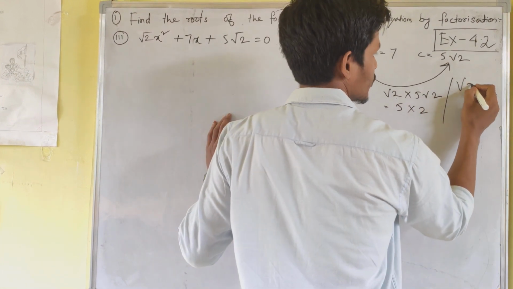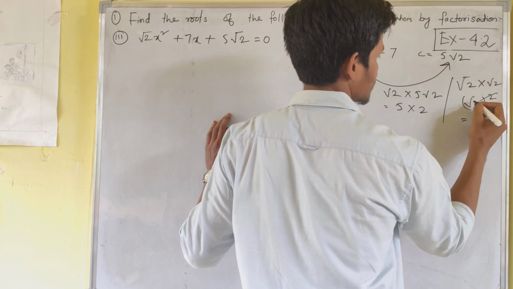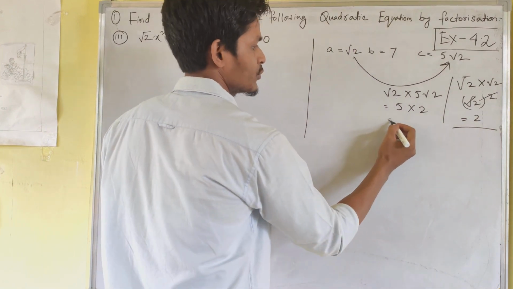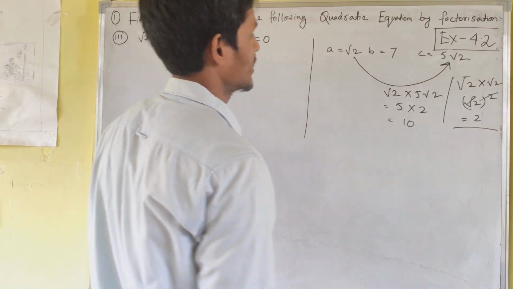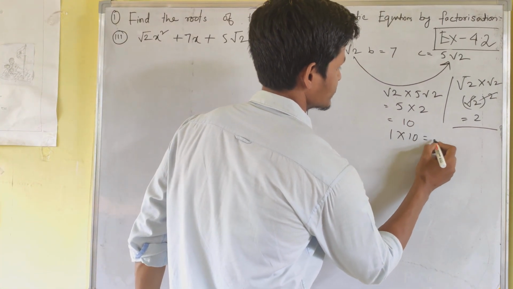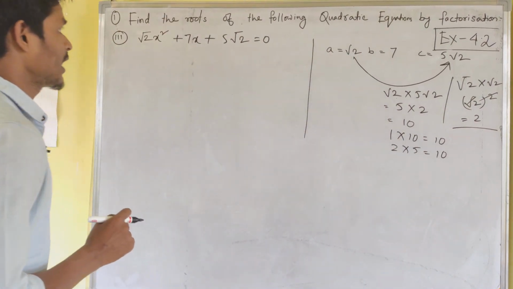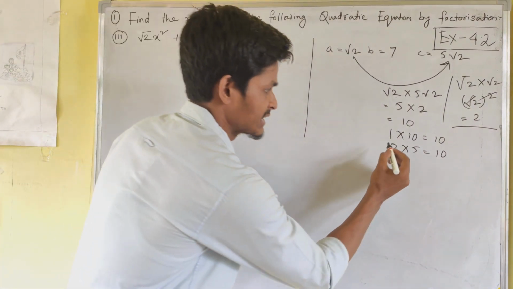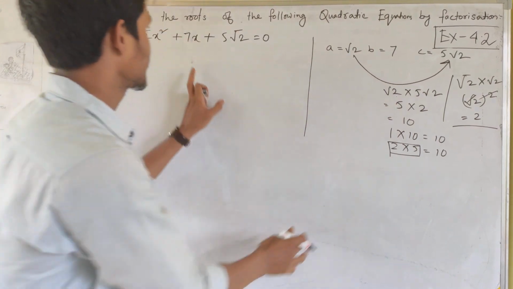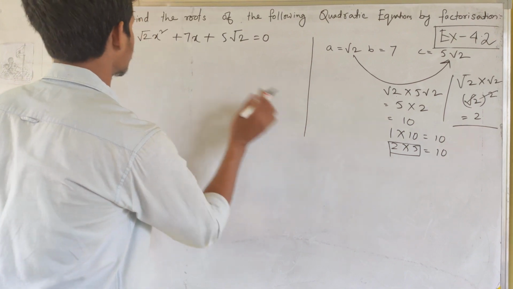We all know root 2 into root 2 is root 2 square, that is 2. So 5 into 2 is 10. So you have to find the factors of this 10. 1 into 10 is 10, 2 fives are 10. Now you see, if you add 5 and 2, these two factors, then you get 7, the middle term. So 5 plus 2.